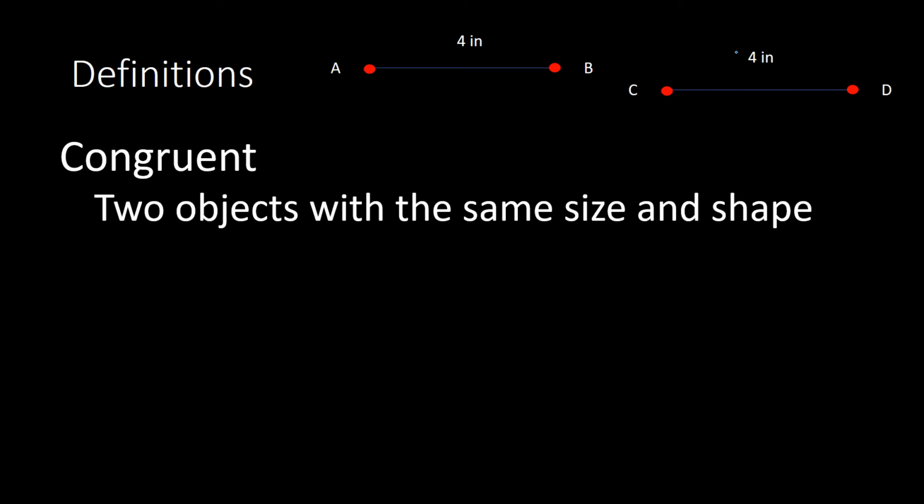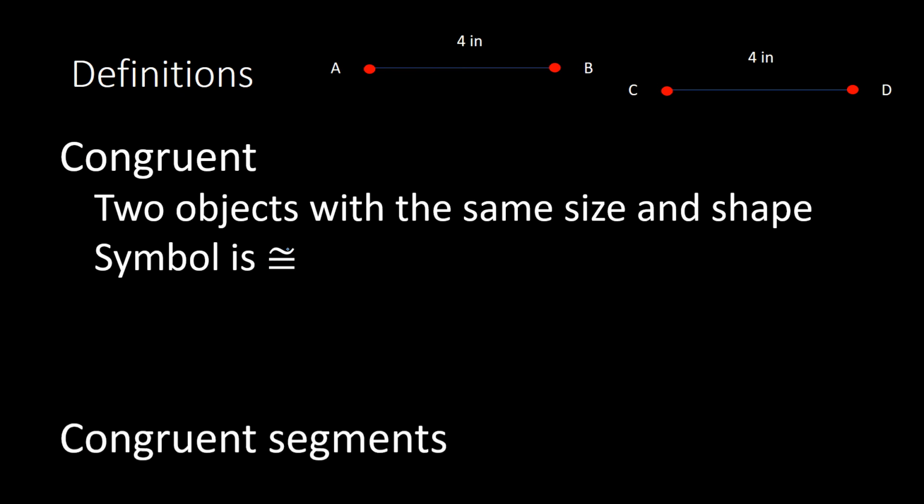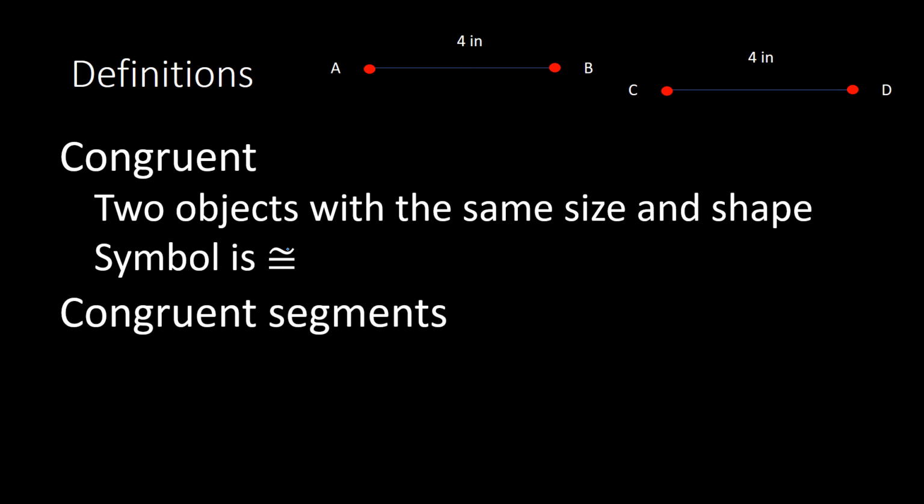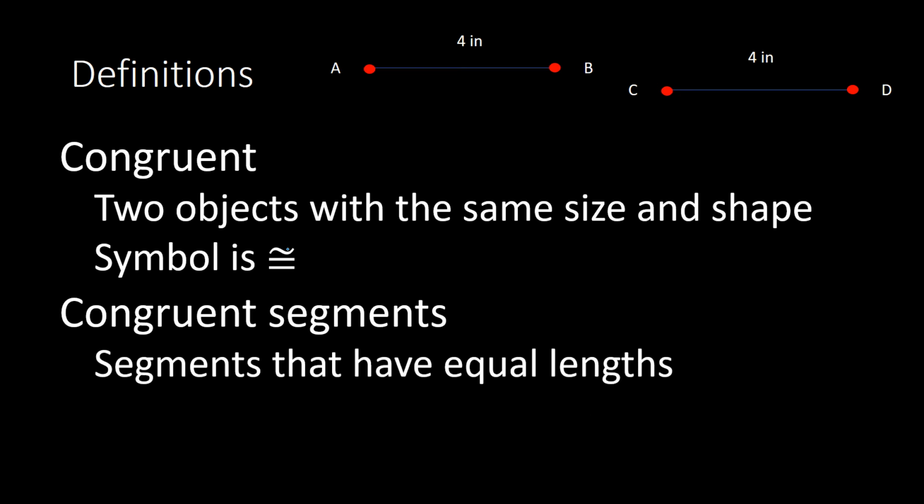And the symbol for congruent, instead of writing out the entire word every time, we use this symbol right here. So it's like an equal sign with a little squiggly line above it. And this is the symbol for congruent. So here we have 2 congruent segments where we have the same shape because they're both segments, and they're the same size. They're both 4 inches, so therefore they are congruent. So we can say that we have equal lengths.